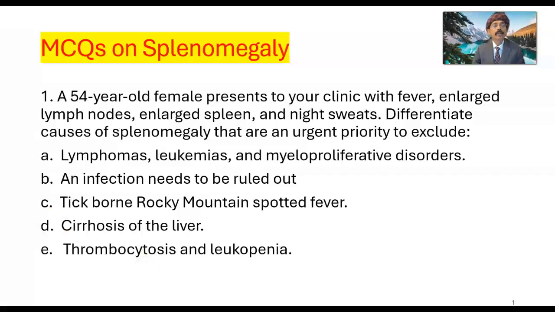Today I will discuss multiple choice questions on splenomegaly. Let's start. Question number 1. A 54-year-old female presents to your clinic with fever, enlarged lymph nodes, enlarged spleen, and night sweats. Differentiate causes of splenomegaly that are an urgent priority to exclude.